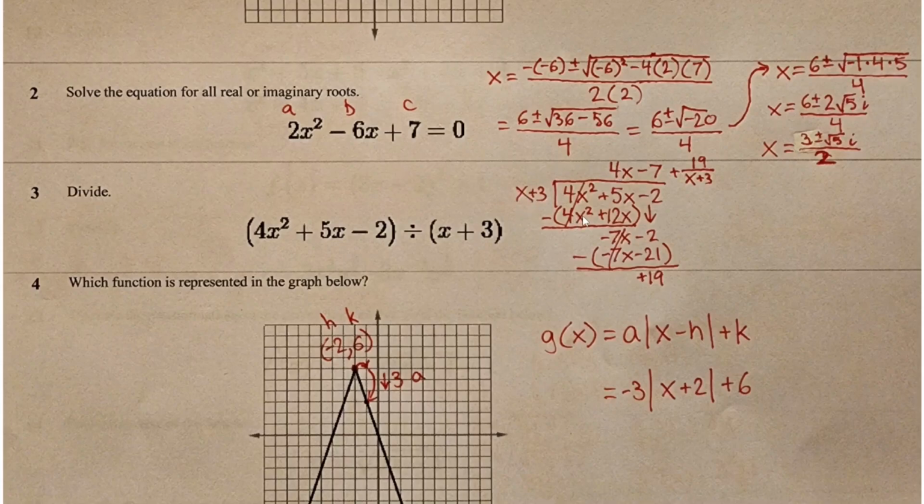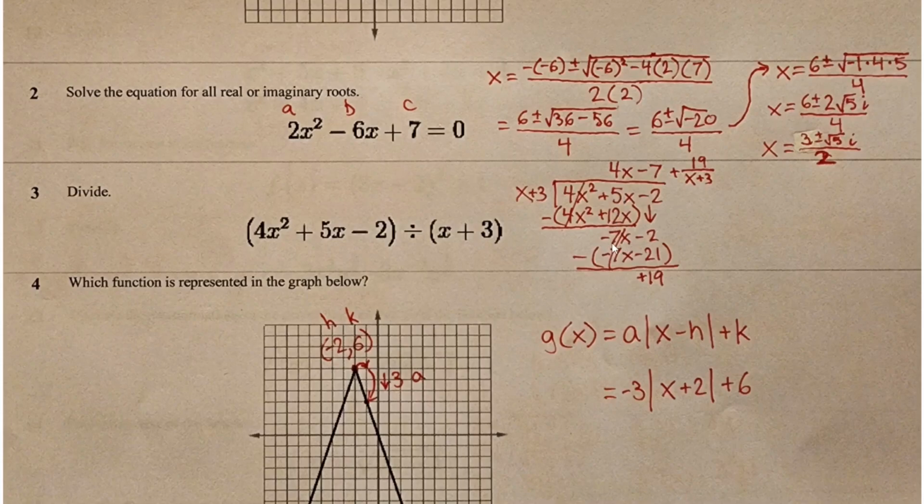4x times x is 4x squared. 4x times 3 is positive 12x. But be careful. I'm not adding 5x and 12x. I am subtracting. You subtract in the process of division. So we subtract 5 by 12, and we get -7.